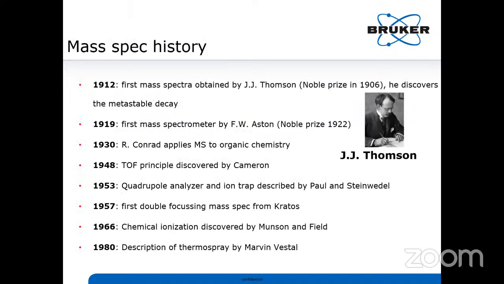This is the history of mass spec. Previously, it started for lower molecules. Now we have extended our mass spec up to 700,000 Dalton, and sometimes it reaches more than 1.8 million Dalton.